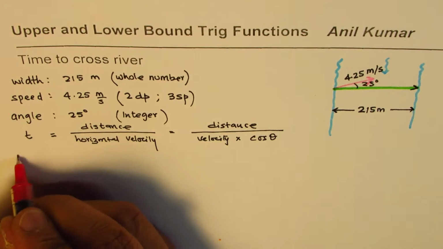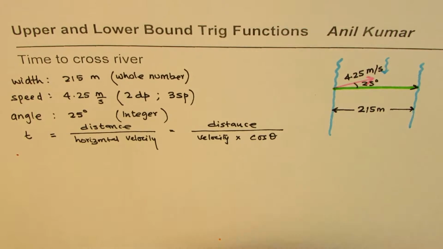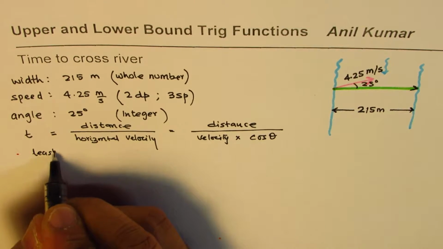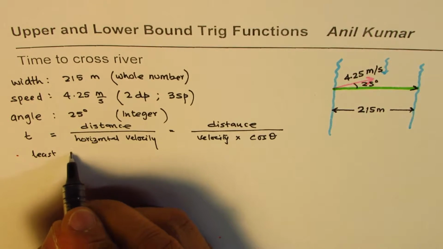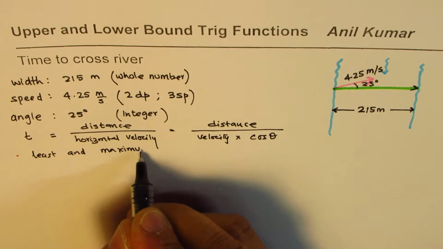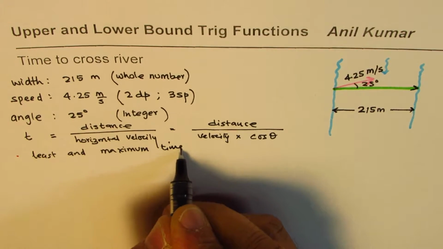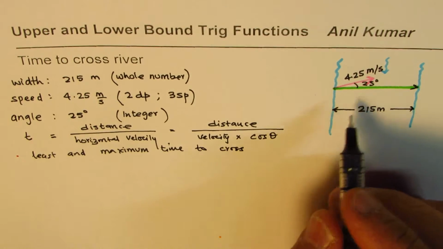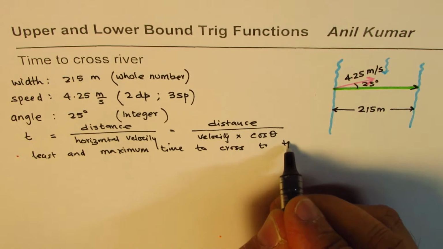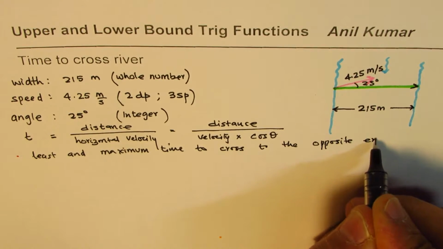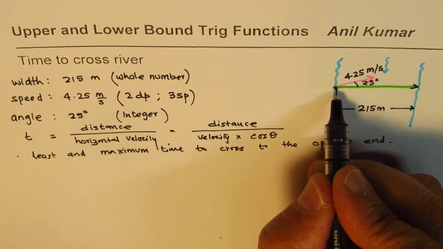So to find upper and lower, least and maximum, or minimum and maximum time to cross to the opposite end. Okay, so that is the scope of this question.